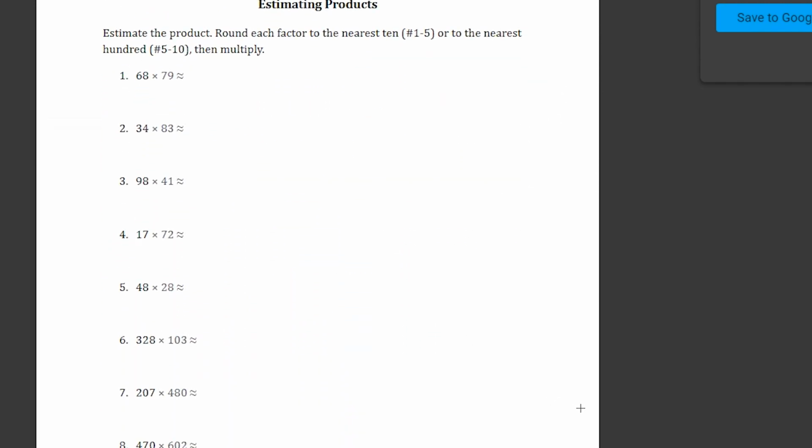For this page we're going to be estimating products by rounding each number to the nearest 10 and then multiplying, and rounding it to the nearest 100. So for number 1, we have 68, which rounds to 70, and 79, which rounds to 80. Now we remember the trick we use when multiplying numbers that have zeros in it. So we did 7 times 8, which is 56, and we add the 2 more zeros because there's 1 zero and then 1 zero. So for number 1, our answer is 5,600.